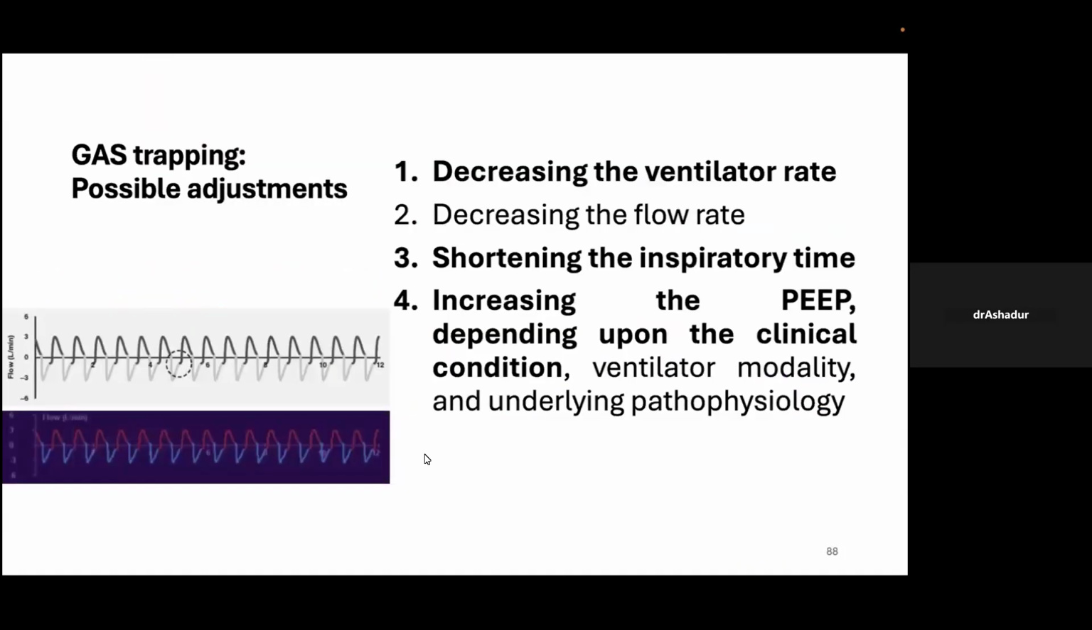Gas trapping, again, I told you that it looks like this in your flow time scalars. So what we need to do in that case: decrease the ventilatory rate, decrease the flow rate, shorten the inspiratory time, increase the PEEP. So probably some of these parameters will help, but first we need to understand that there is gas trapping. That is where the importance of graphs comes, and then seeing this picture, we need to manipulate these settings.